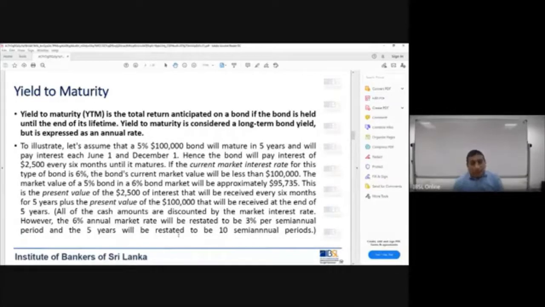Okay. So when the current market interest rate is greater than the 5% interest, you will be buying the bond at a price less than its face value. That means less than the face value of 100,000. Okay. So the market value of a 5% bond in a 6% bond market will be approximately $95,735.